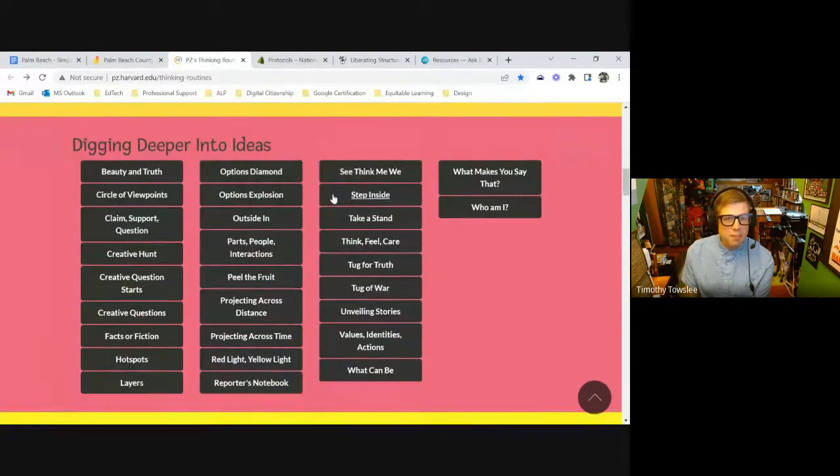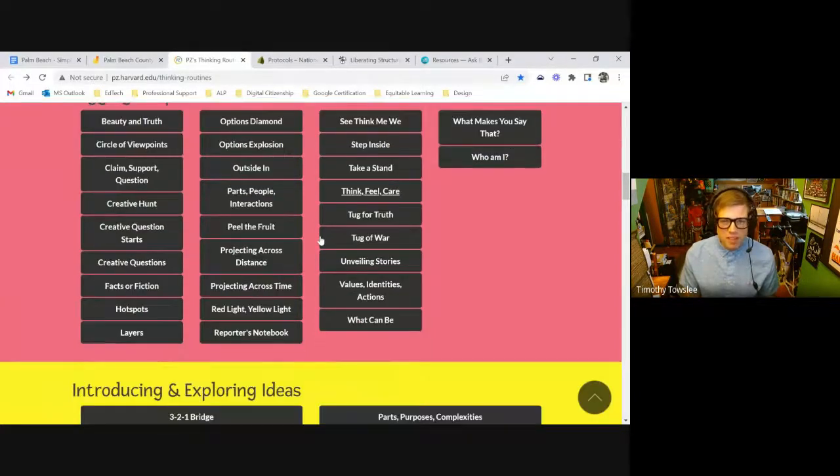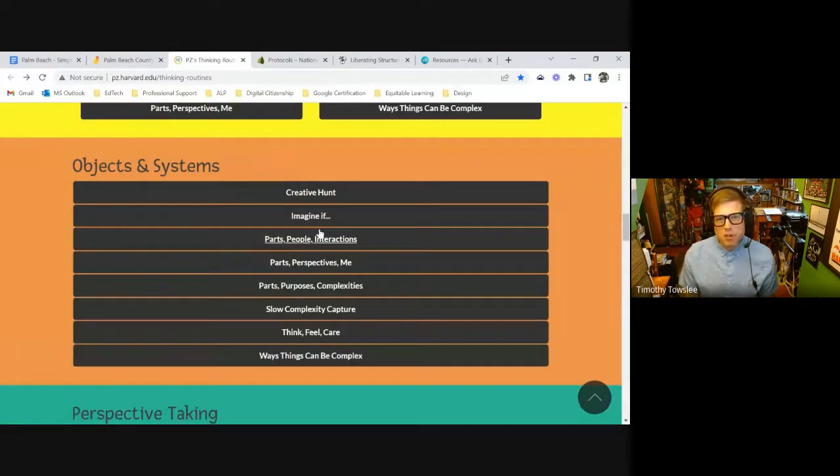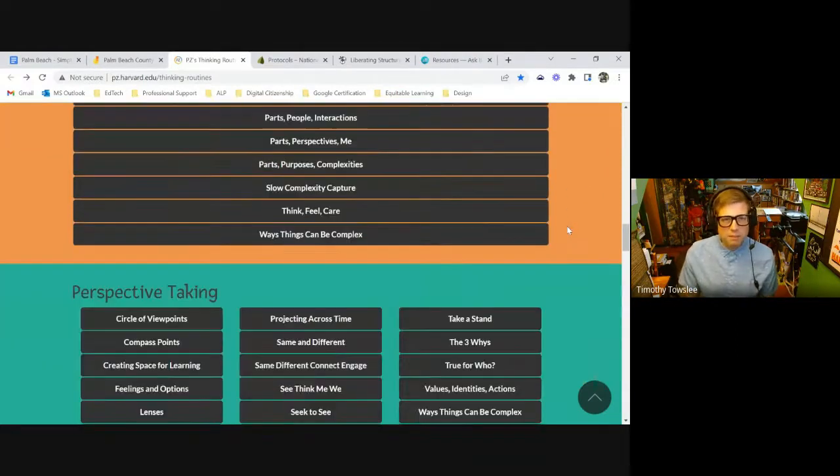We can dig deeper into ideas. Maybe we've got a general understanding of things, so we can just dig deeper and explore. Then we've got, how can we get to that idea? How can we share that idea and then explore it before we dig deeper? If we're just looking at systems and the way that things work within that system, there are routines for that.